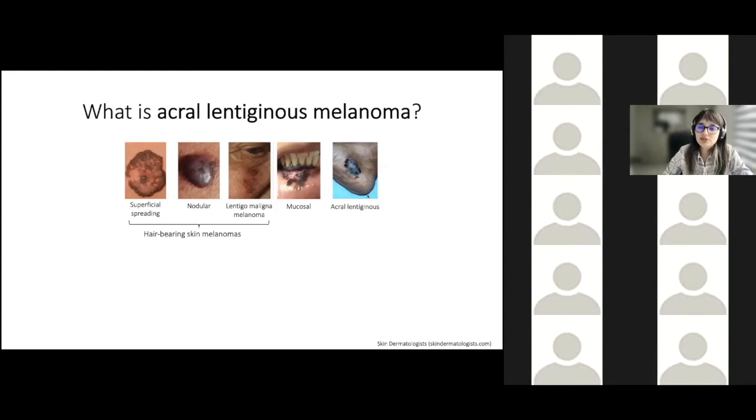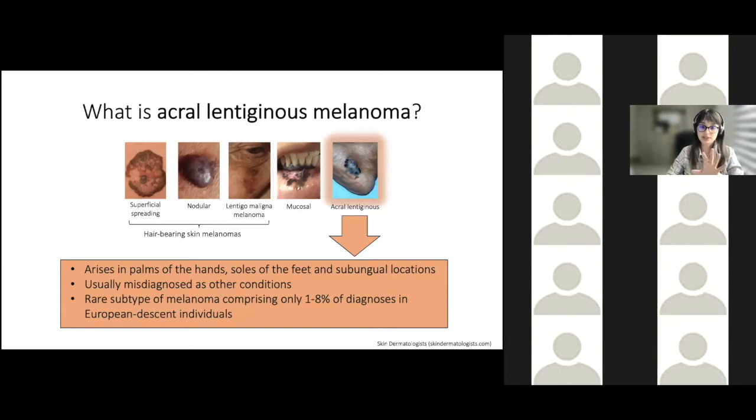And then we have 2 rarer subtypes. One is called mucosal, and as its name says, it appears in sites of the body that have mucous tissue, such as the oral cavity, for example. And this is rarer. And then we have acral lentiginous melanoma, which is a focus of our study. And I'll tell you why in a moment. So this subtype arises in the palms of the hands, under the feet, and under the nails. It's difficult to diagnose because people confuse it with diabetic ulcers, for example, or warts or fungal infections.